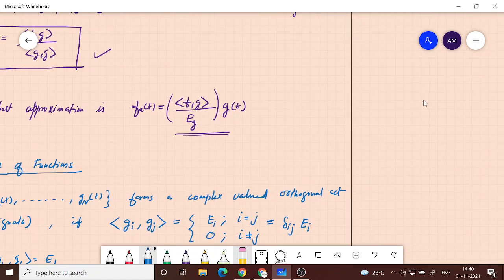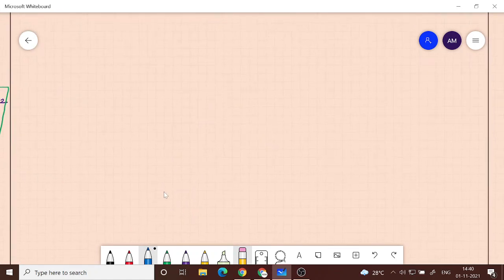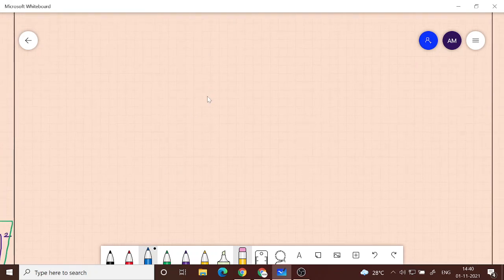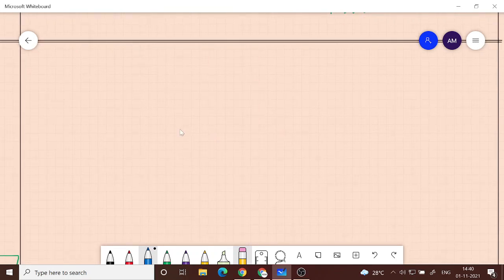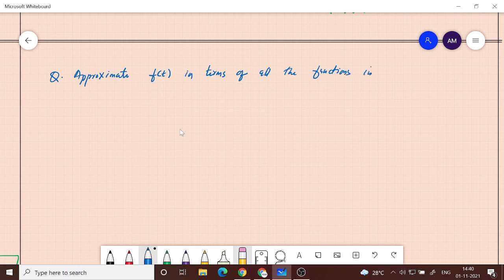So we are going to repeat the previous derivation with respect to complex valued functions, but now not just expressing in terms of one function, but in terms of every function in the orthogonal set. So the question is now: approximate f of t in terms of all the functions in an orthogonal set.